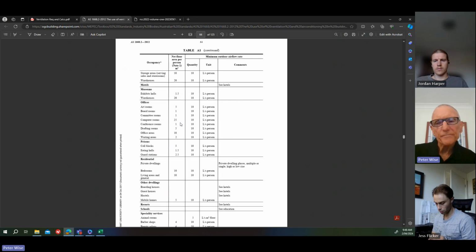If it's summer, it's going to be a cooling requirement. If it's winter, it's a heating requirement. So we want to try and minimise that.